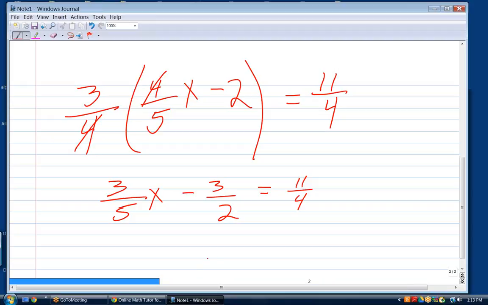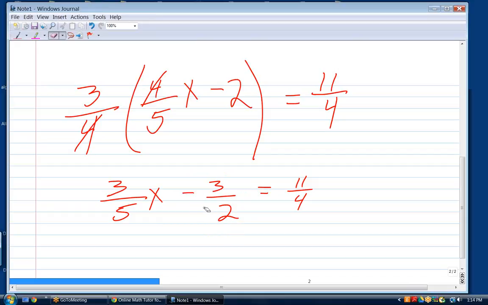Remember what the goal is. The goal is to get x equals some number. You would divide each side by... No, not yet. Right now we have some number of x minus this number. Let's gather all the numbers on the same side to begin with.